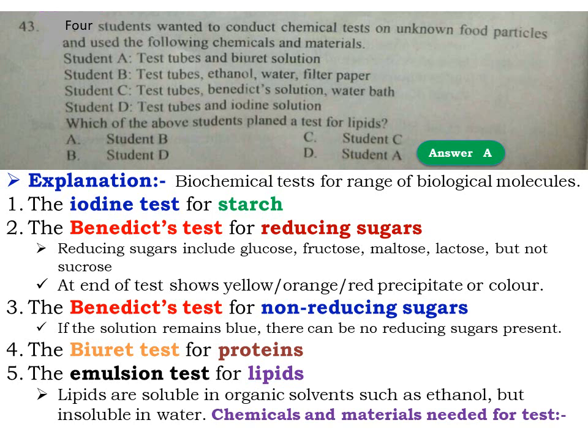Lipids are soluble in organic solvents such as ethanol, but insoluble in water. Chemicals and materials needed for the lipid test are test tube, ethanol, water, and filter paper. So the answer that needs test tube, ethanol, water, and filter paper is for lipid, which is found on student B. So the answer is A.